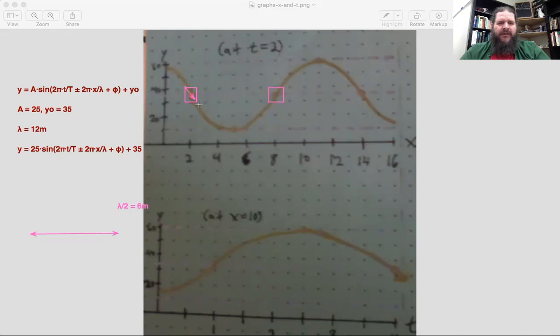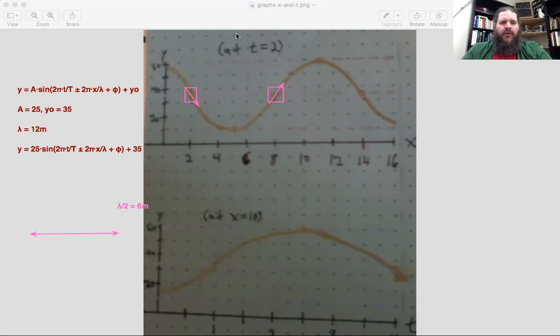Yeah, we've got equilibrium on the way down and equilibrium on the way up. Those do not count as the same type of point. So you could say from equilibrium on the way down to equilibrium on the way up, that's half of a cycle, half of a wavelength. So once again, you could say wavelength over 2 equals 6 meters from 2 to 8, and then double that.